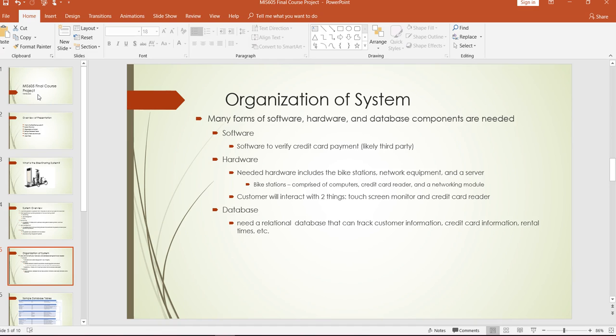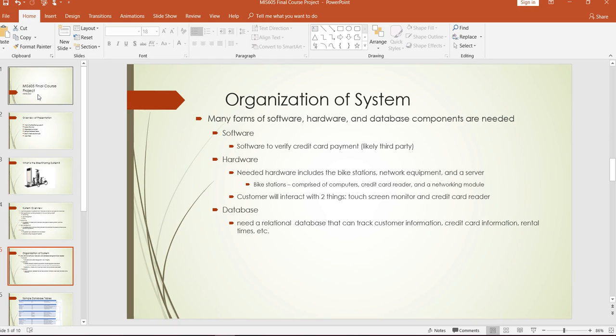With this hardware, the customer is really only going to interact with two things. First, the touchscreen monitor, where they're going to touch the various options and it's going to prompt them to insert a credit card. They'll insert the credit card into the second thing they'll interact with, the credit card reader, and then that'll process their payment. For them, that's really all they interact with other than taking the bike.